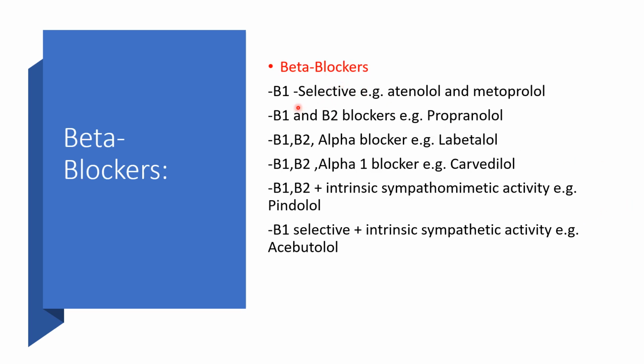Now, the beta blockers. Beta 1 selective, examples are atenolol or metoprolol. Many people will be familiar with this. Beta 1 and beta 2 blockers, that is non-selective, is propranolol. Beta 1, beta 2 with alpha blockage is labetalol. Beta 1, beta 2, alpha 1 blockage is carvedilol. So labetalol is alpha 1 and alpha 2 blockage with beta 1, beta 2. But carvedilol will block only alpha 1 with B1, B2. Now, B1, B2 with intrinsic sympathomimetic activity is pindolol, while B1 selective with intrinsic sympathomimetic activity is acebutolol. So you can make this selection based on what you want to gain in the patient. So if there's heart failure associated with the condition, you can go for carvedilol.